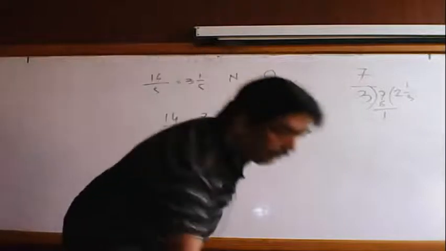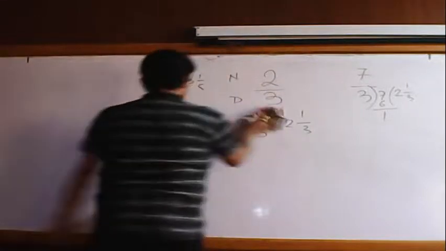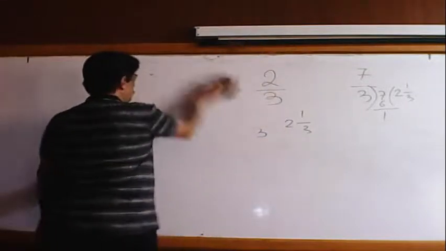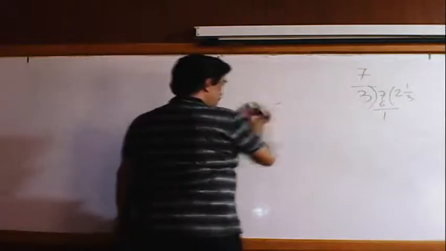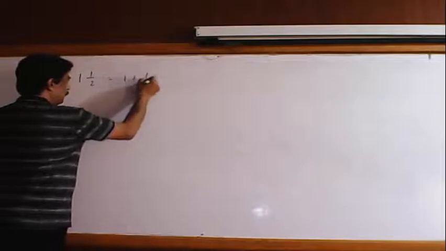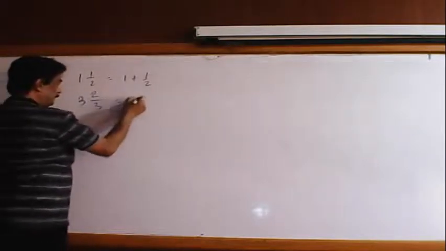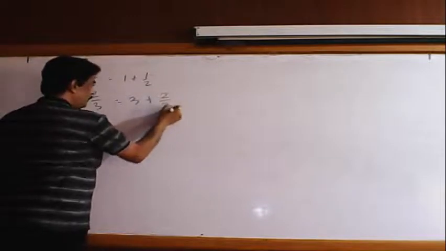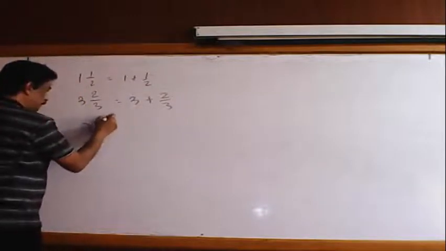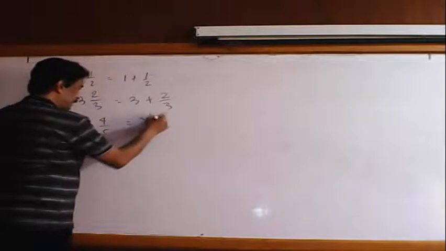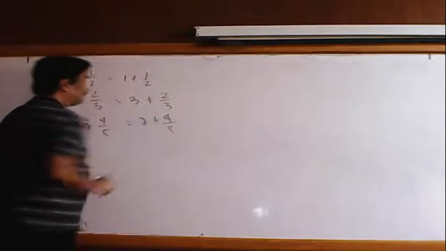Next, they are giving questions on mixed fraction multiplication, mixed fraction addition, mixed fraction subtraction. So one by one we have to develop this. First of all, if I write 1 and half, remember, 1 plus half. If I write 3 and 2 by 3, we can write 3 plus 2 by 3. If I write 7 and 4 by 5, I can write 7 plus 4 by 5. This is the first part.